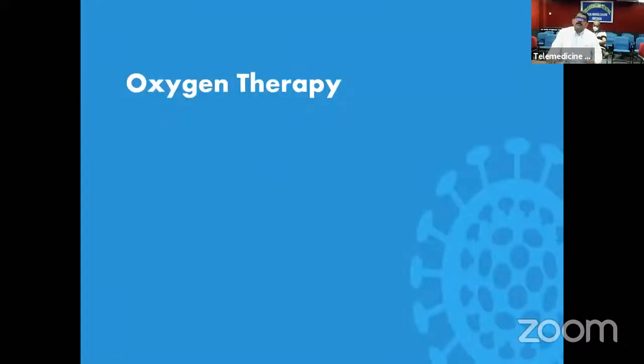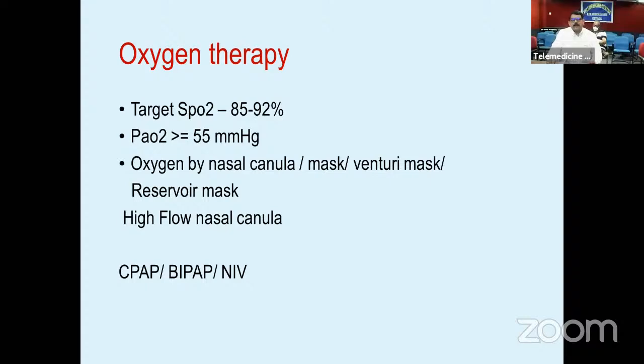I'll just touch upon oxygen therapy, because you can also start oxygen therapy at your setup. When usually the saturation falls below 95, be careful. The target oxygen saturation is 92 to 95%, and you have to be very careful in starting the oxygen immediately. If the PaO2 is more than 55, you can give it by nasal cannula, mask, venturi mask, or reservoir mask, or you can give a high flow nasal cannula if the saturation is not maintaining, but there may be aerosol generation, so you have to be a little careful.